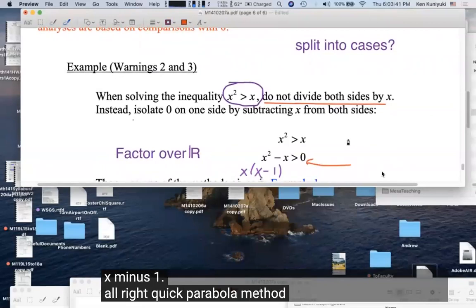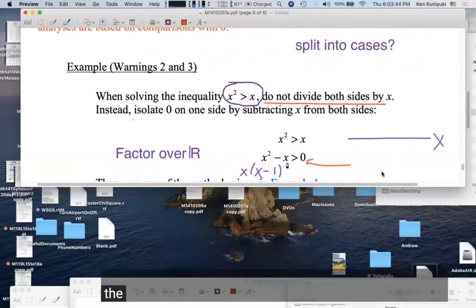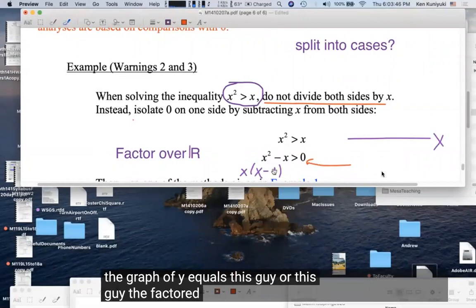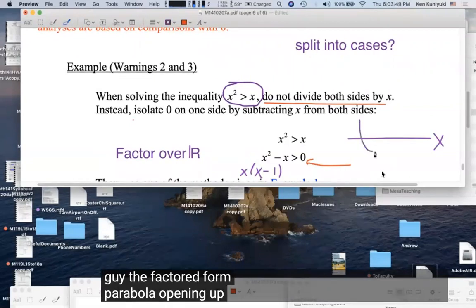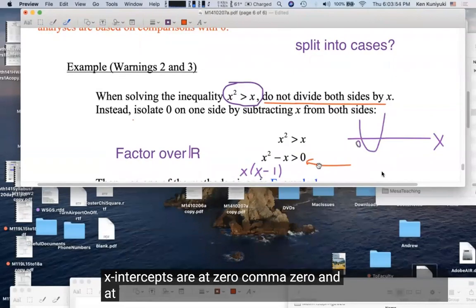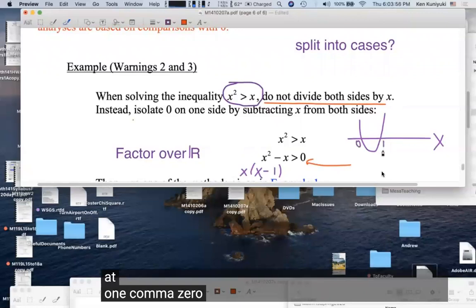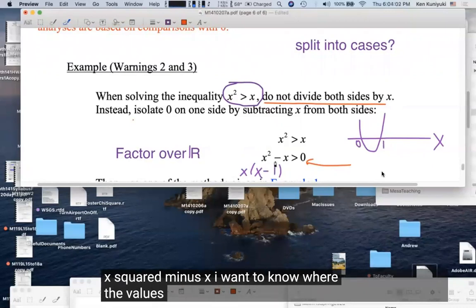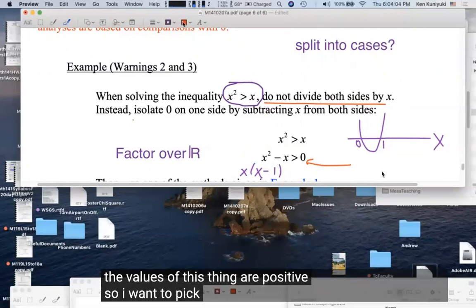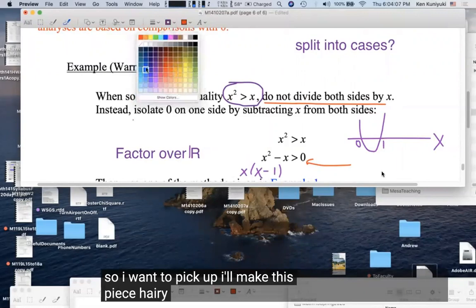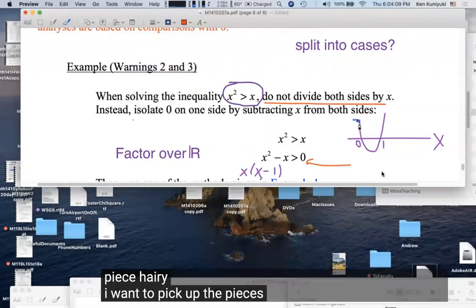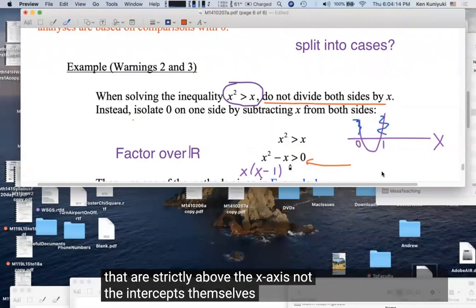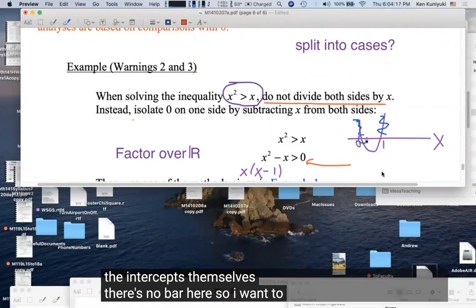All right, parabola method. The graph of y equals this guy or this guy, the factored form, parabola opening up. The x-intercepts are at 0, 0 and at 1, 0. I want to know where the values of y equals x squared minus x are positive. So I want to pick up, I'll make this piece hairy, the pieces of the parabola that are strictly above the x-axis, not the intercepts themselves. There's no bar here. So I want to put open circles here.